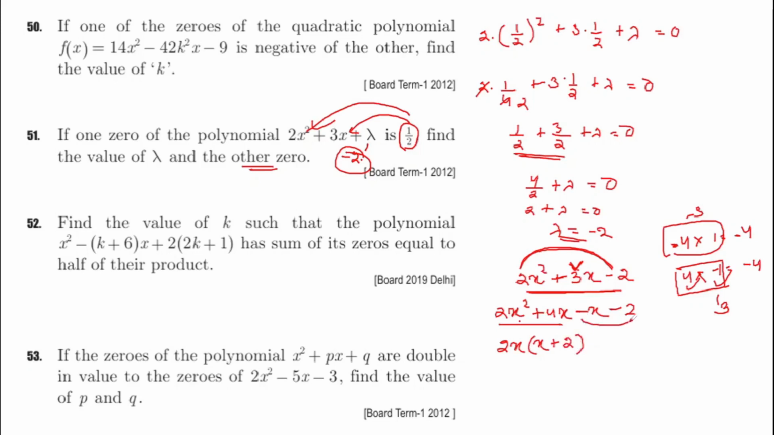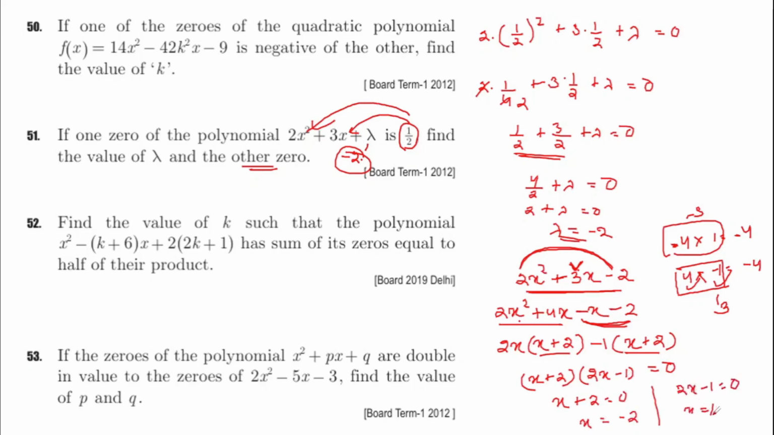And here as you can see, minus is common in both the cases. If I take minus 1 as common, I am left with x plus 2. Now both the terms contain x plus 2, so taking x plus 2 as common, we will be left with 2x minus 1. Now to get the zeros, we have to equate this polynomial with 0. That means x plus 2 is 0, so from this we get x is equal to minus 2. And if 2x minus 1 is 0, we will get x is equal to 1 by 2.